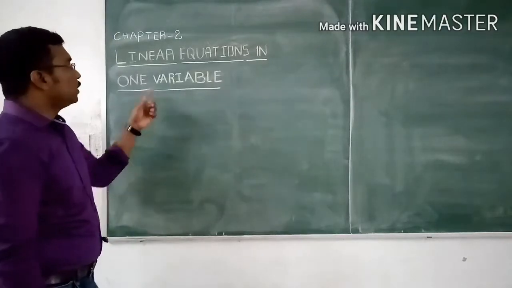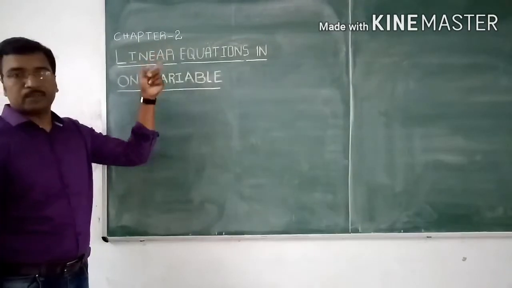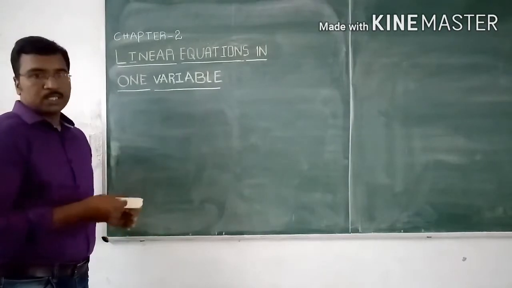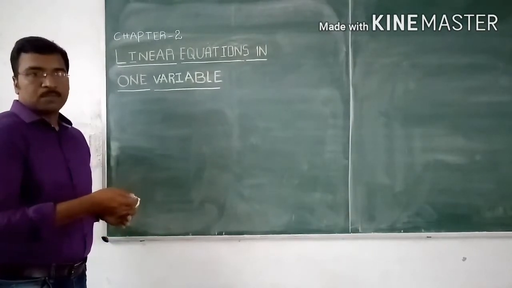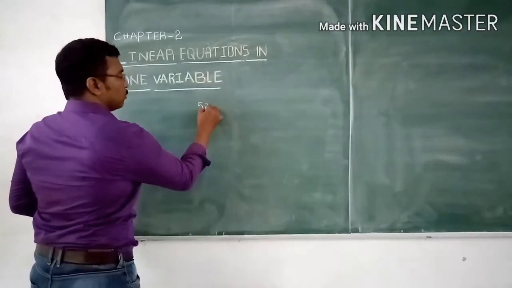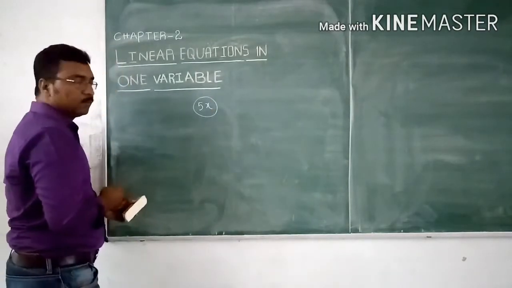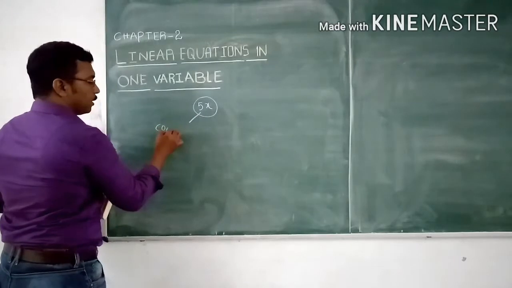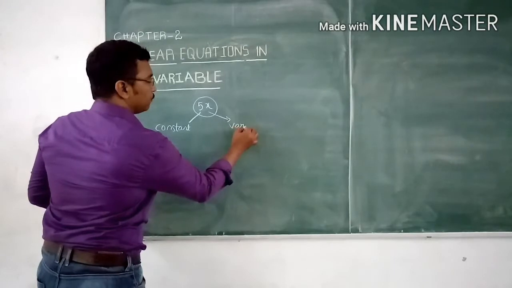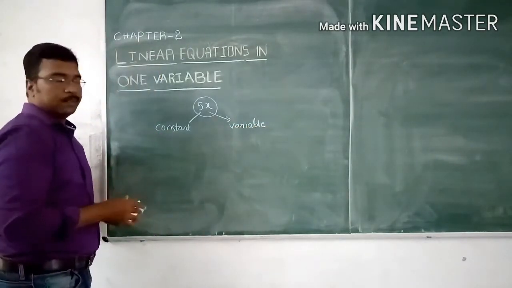Good morning, students. Today we are going to learn about linear equations in one variable, which is chapter 2 in our 8th class. Before learning about linear equations, let us recall some concepts we studied in the previous class 7. What is 5x? 5x is a term in which 5 is a constant and x is a variable. The product of a constant and a variable is a term, which we already learned.